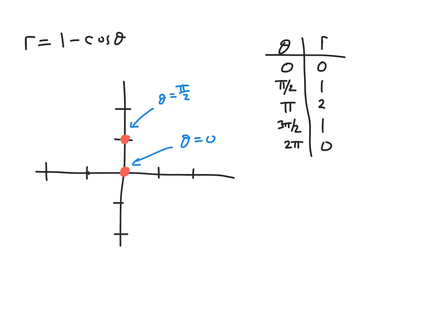The third point, theta is pi, so we're going to look along the negative x-axis, and we're going to go out 2 units. That's our r value, so we're out here. Okay. So this is going to be theta equals pi. The fourth point, 3 pi over 2, we're looking down, an angle of 3 pi over 2 radians, and we're going out 1 unit. So this is with theta equals 3 pi over 2.